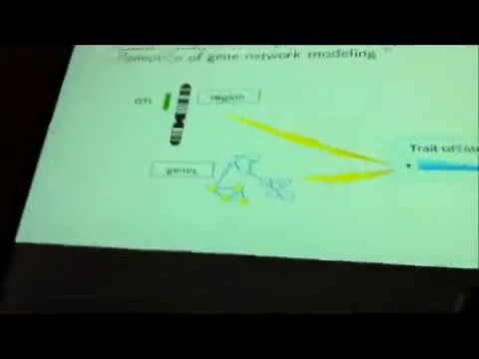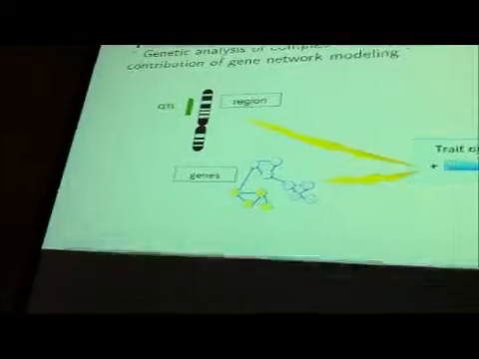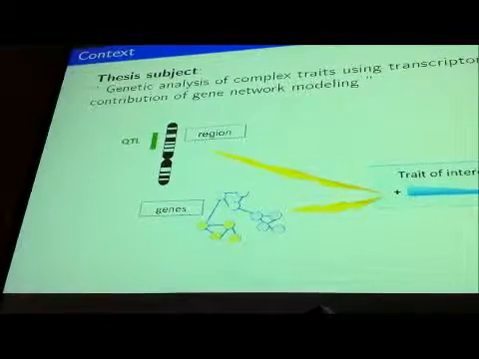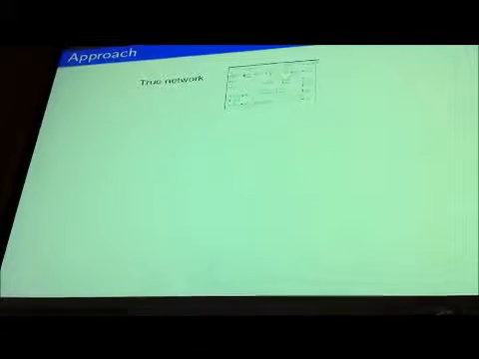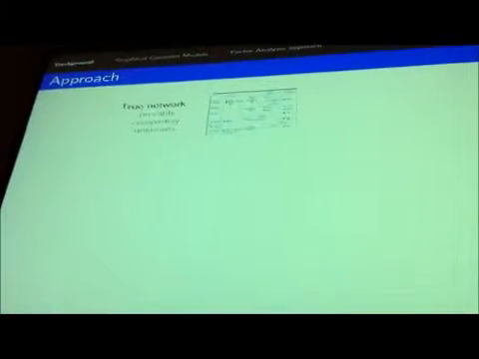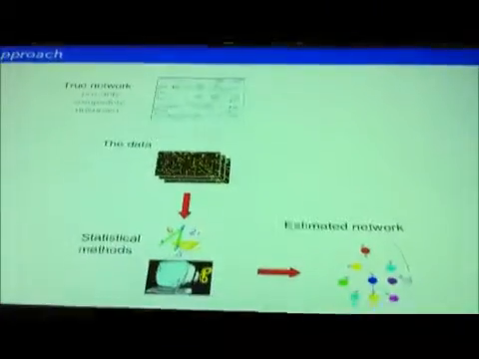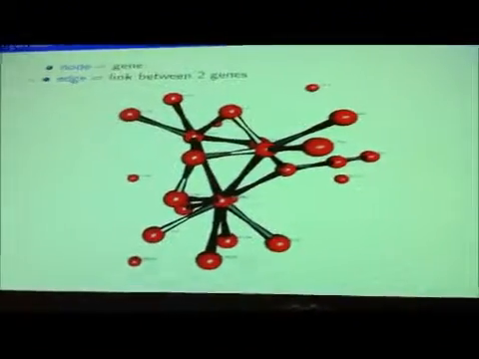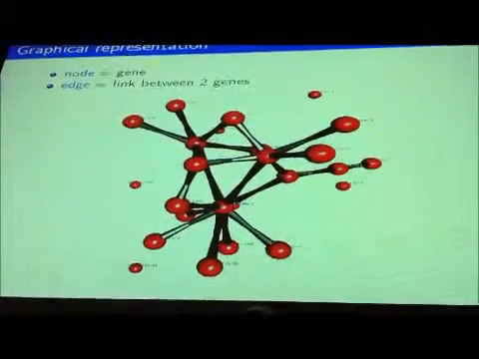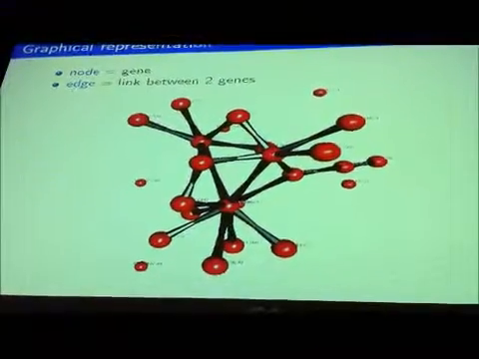And what is interesting is then to model the gene network underlying the trait variability. Today I'm going to present this part of my PhD. So basically, there is a true network that is most of the time completely unknown, and using this transcriptomic data and statistical methods, we're going to try to infer the gene network. So that's the graphical representation. By node we mean a gene, and an edge is a link between two genes.